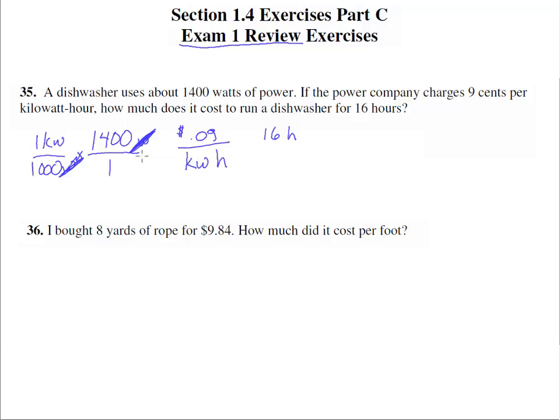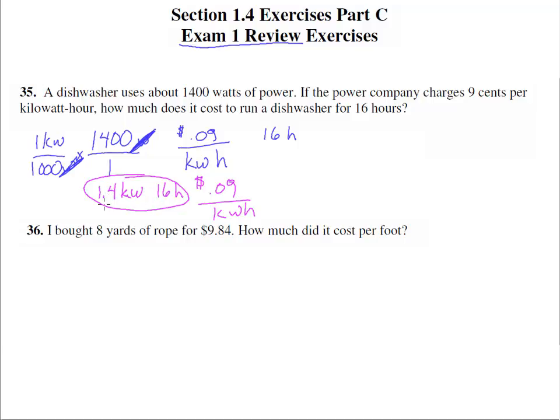Let's write the problem down here so we can see what's going on. That's 1.4 kilowatts, and 16 hours, I'm going to put over here. And then $0.09, or 9 cents, per kilowatt hour. Now, officially how it works is when you multiply these two together, you get the number of kilowatt hours. That's exactly where we're multiplying things that aren't even alike.